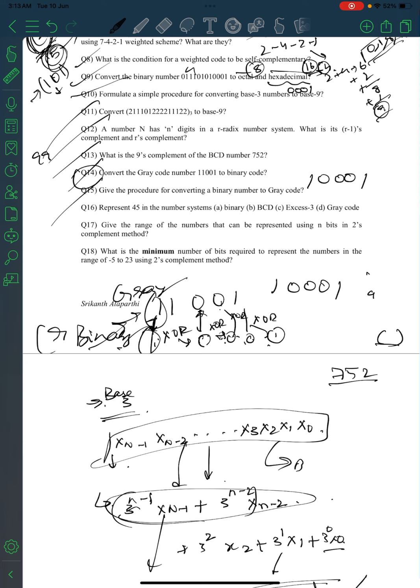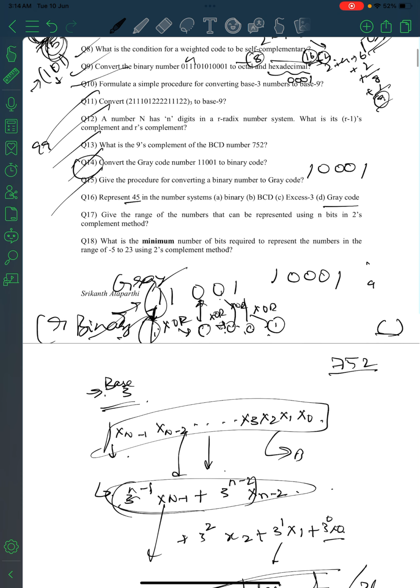Represent 45 in the number systems: binary, BCD, Excess-3, Gray code. Why do we need to do this? 45 is given; we just need to know how to convert a particular number into binary. So for 45, if you look at it, 32 is 100000. If this is 1111 it's 15, and if it is 10000 it's 16, so this is 32, right? Okay, now what's 45 here?